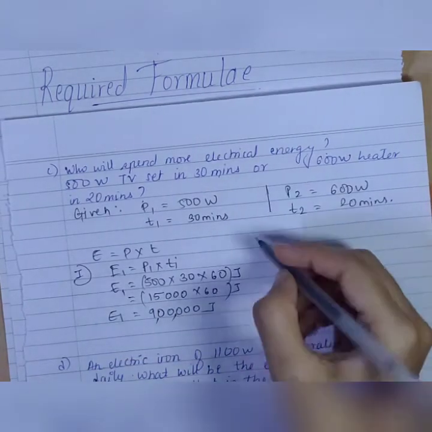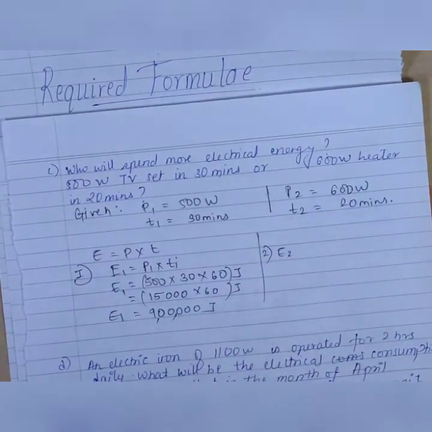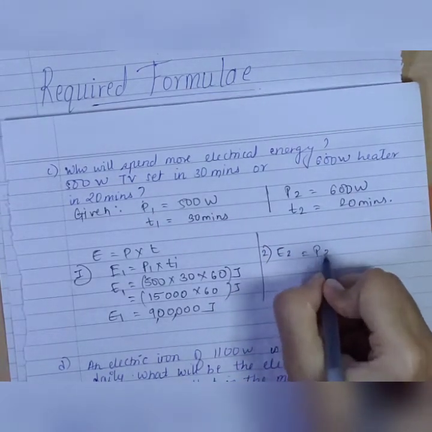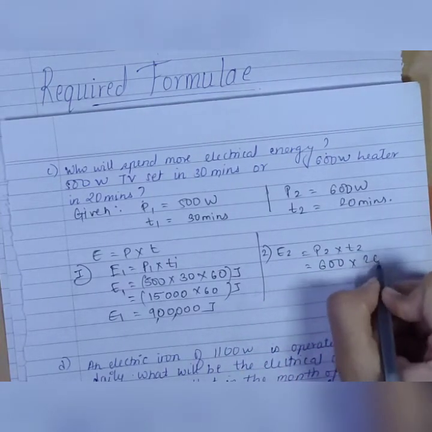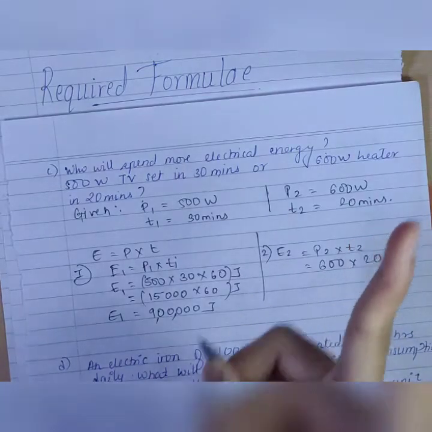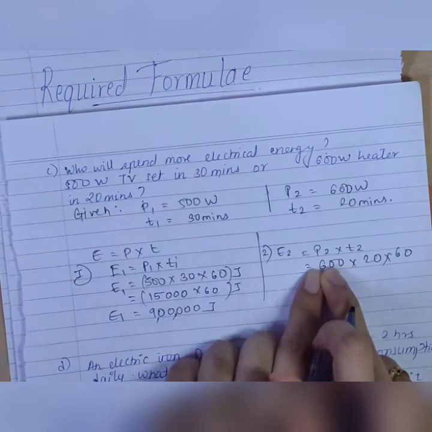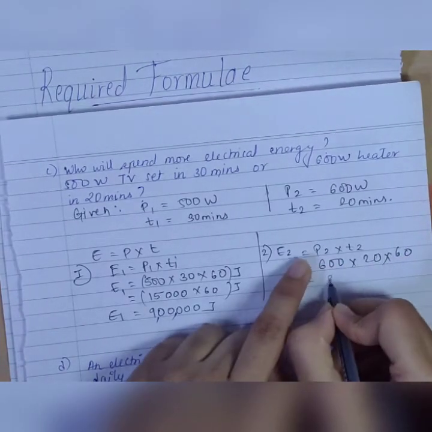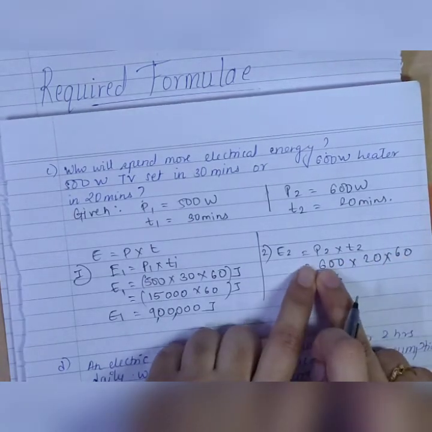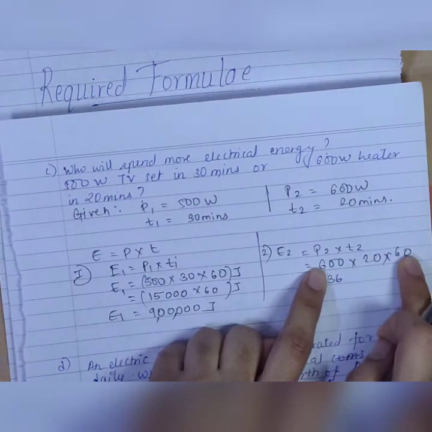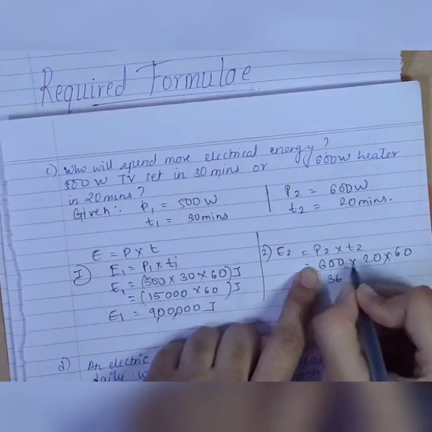Fine. Now we'll calculate your E2 for the second part. So what does this happen to be? P2 into T2. P2 is 600 into 20 into 60. Do not forget that, into 60. So again we'll do that. 6 into 6, 36. I'm just multiplying with a different part. You can do it by 6 into 2 and then that into 6, but then it will be easy, I think. 6 into 6, 36.